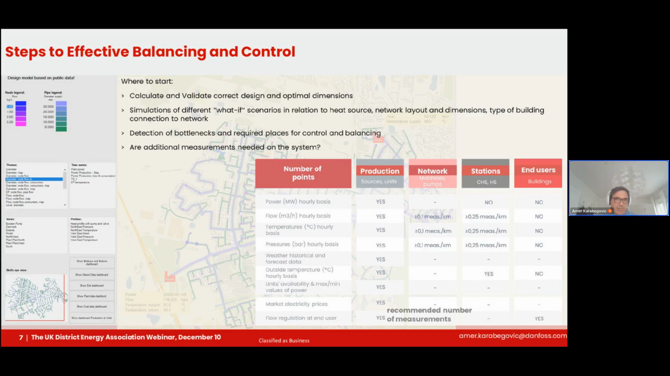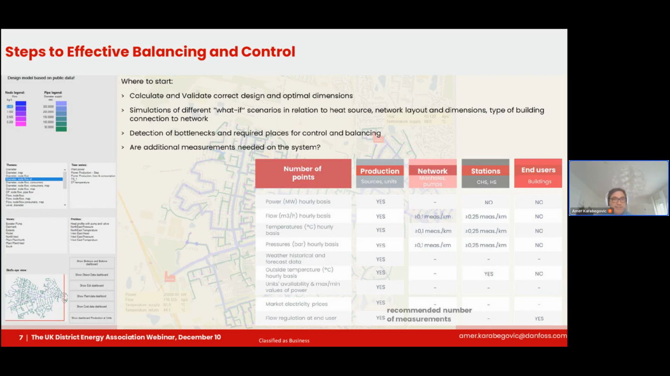So what we are doing here is calculating and validating correct design and optimal dimensions, and simulating different what-if scenarios in relation to the heat source, network layout and dimensions, type of buildings, and connections to the network. We also detect bottlenecks and required places for control and balancing. The recommended number of measurement points in relation to the length of the network is also shown here.